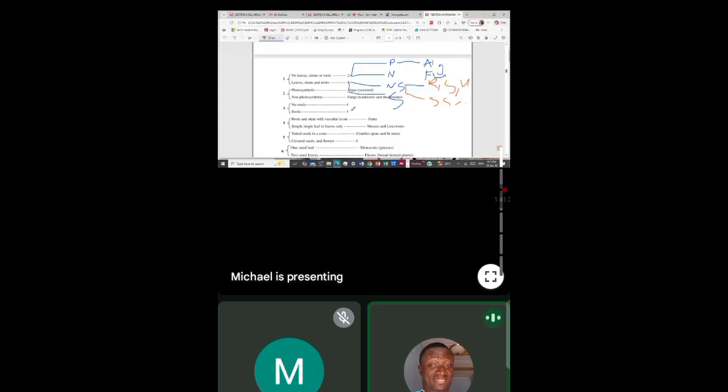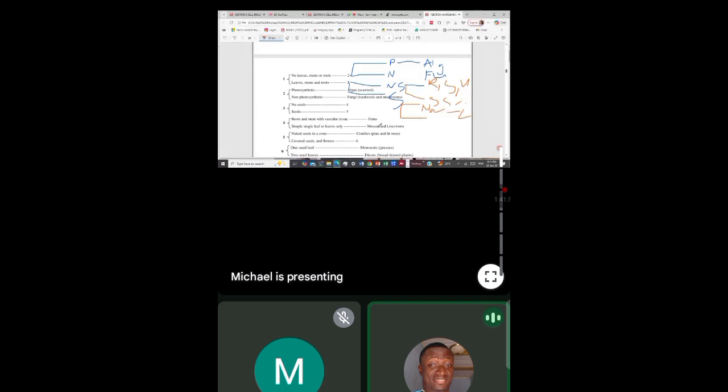Then I come to those that have seeds. Those that have seed, that's 0.5. So here too, I'll draw another flow chart. Those that have seed, is it naked seed? So I can write naked seed. Then I'll write a dash there. What is the answer? Conifers. So I write conifers there.